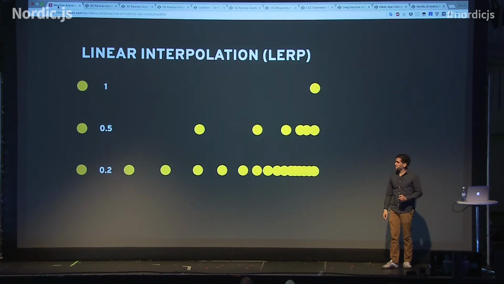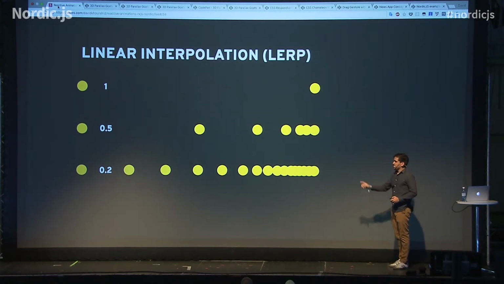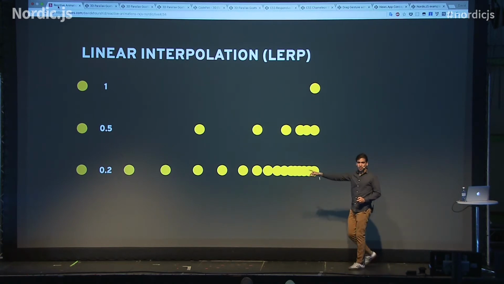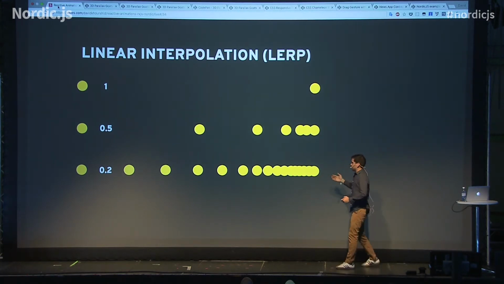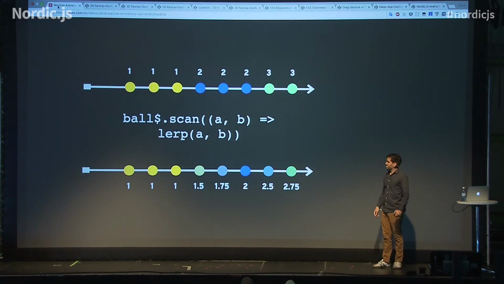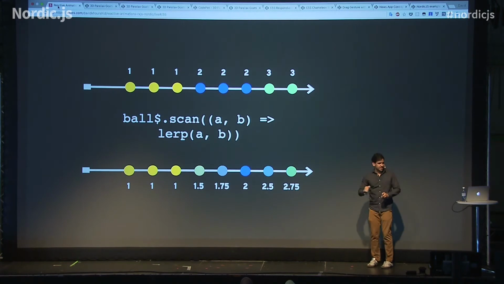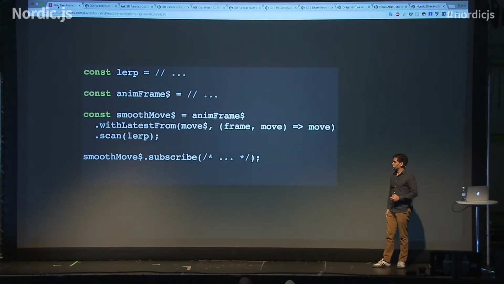Now, if we play with the ratios, we could see how this works to get it to smoothly go from point A to point B. The lower the ratio, the longer time it's going to take to get from point A to point B. And so if we use scan and we pass this lerp function in, or linear interpolation, then we could see that instead of jumping from 1 to 2 to 3, it smoothly goes to the next value. And this is exactly what we want for a smooth animation.